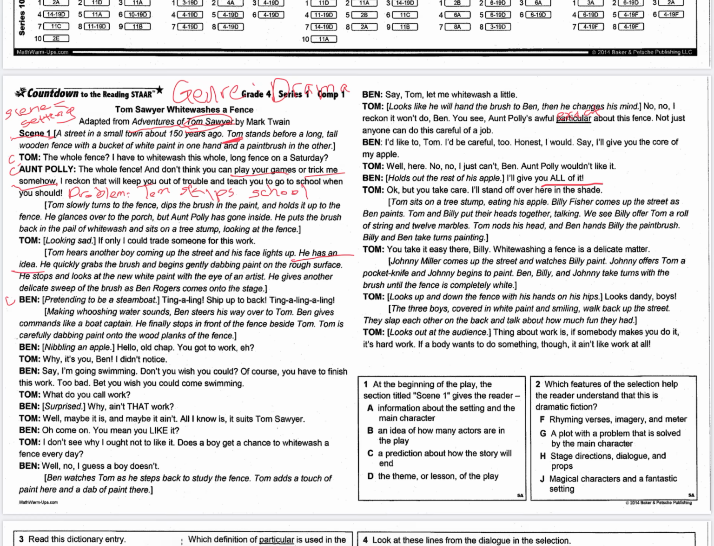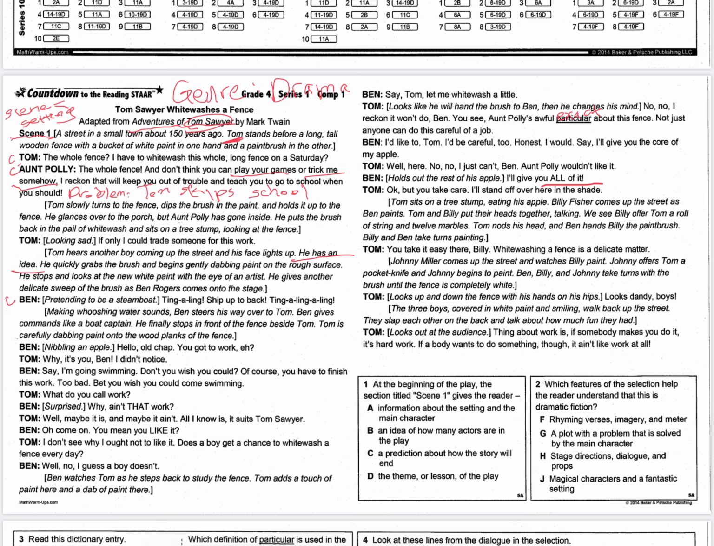Tom, well, here. No, I just can't, Ben. Aunt Polly wouldn't like it. Ben holds out the rest of his apple. I'll give you all of it. Tom. Okay, but you take care. I'll stand off here in the shade.